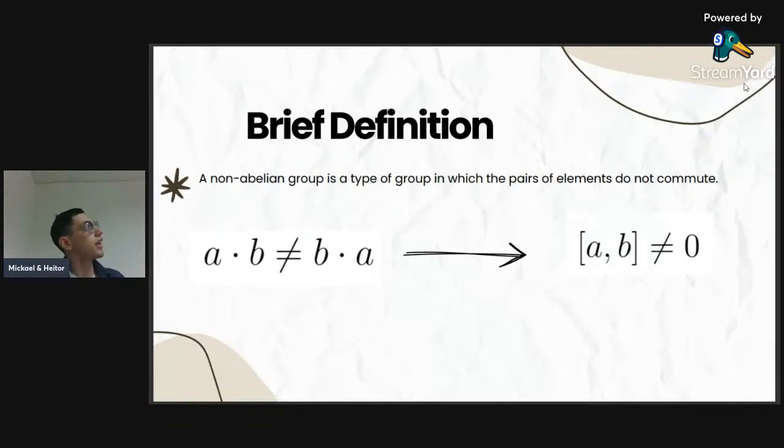So basically, if I have a generator A and a generator B, and if they are under an operation that is non-commutative, which basically means that if I take the commutator on them, it's going to be different than 0, then I have a non-abelian group. So this is the raw definition of a non-abelian group. It's a group in which I have generators and they do not commute.